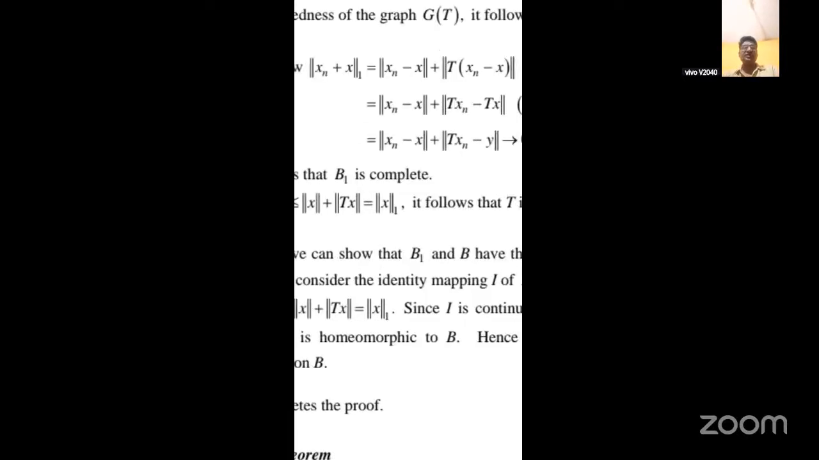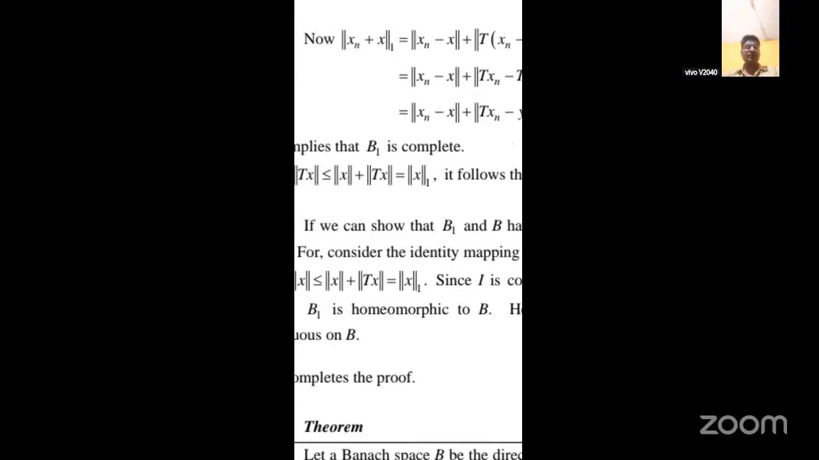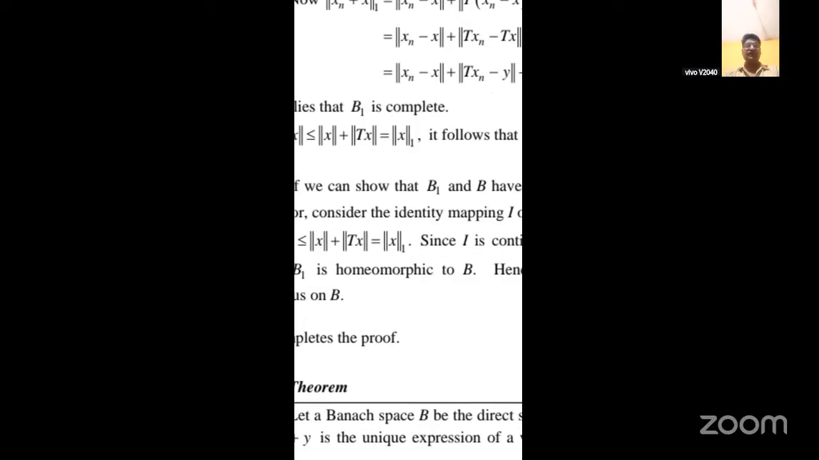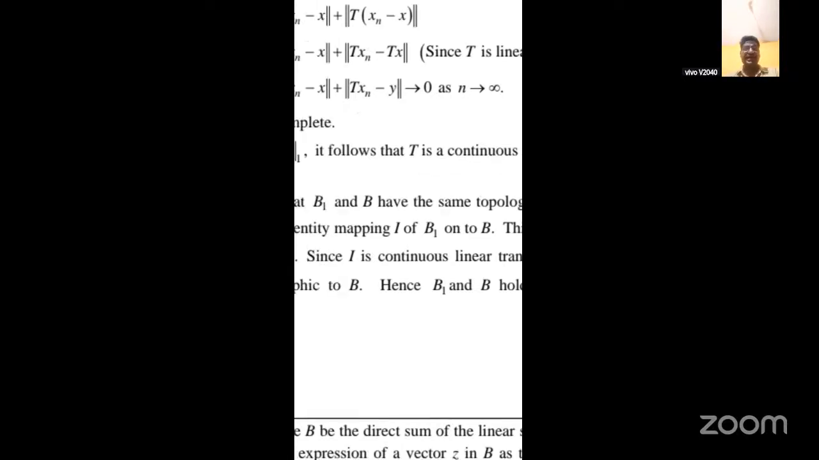Now observe here, there is a clear observation: after the completeness, norm tx is less than or equal to norm x plus norm tx. That is the representation of the new norm. It follows that t is a continuous mapping of B1 into B dash.